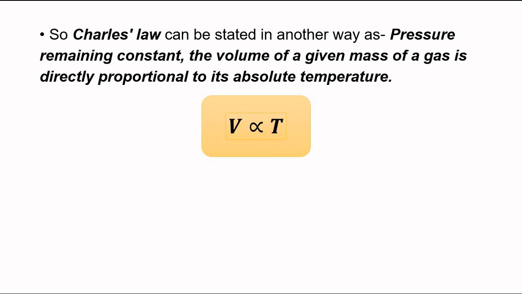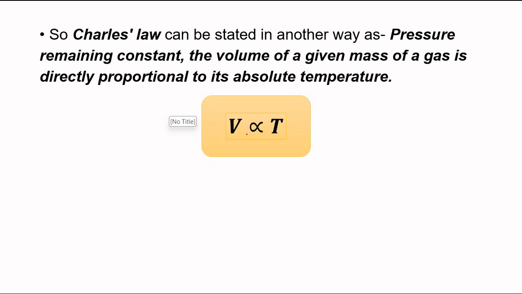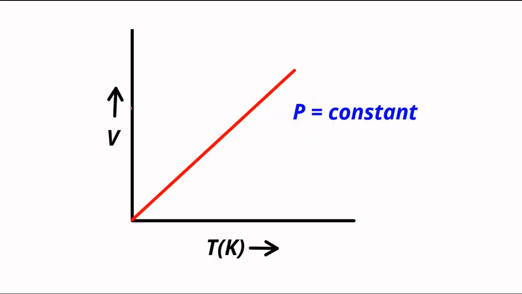Here in Boyle's law, it is at constant temperature. Temperature remaining constant, volume is inversely proportional to pressure. In Charles' law, pressure remaining constant, volume is directly proportional to temperature. And this is the graph, volume and temperature, which is expressed in Kelvin.